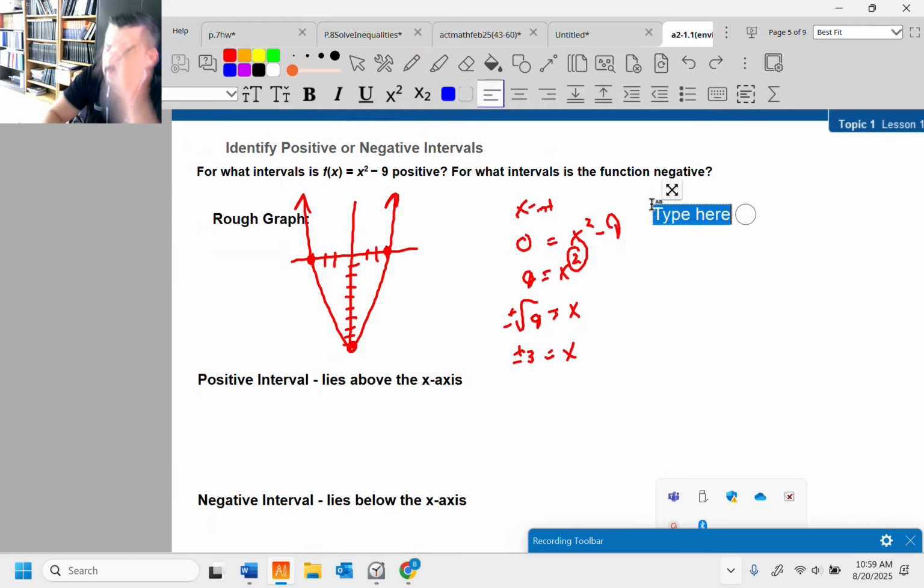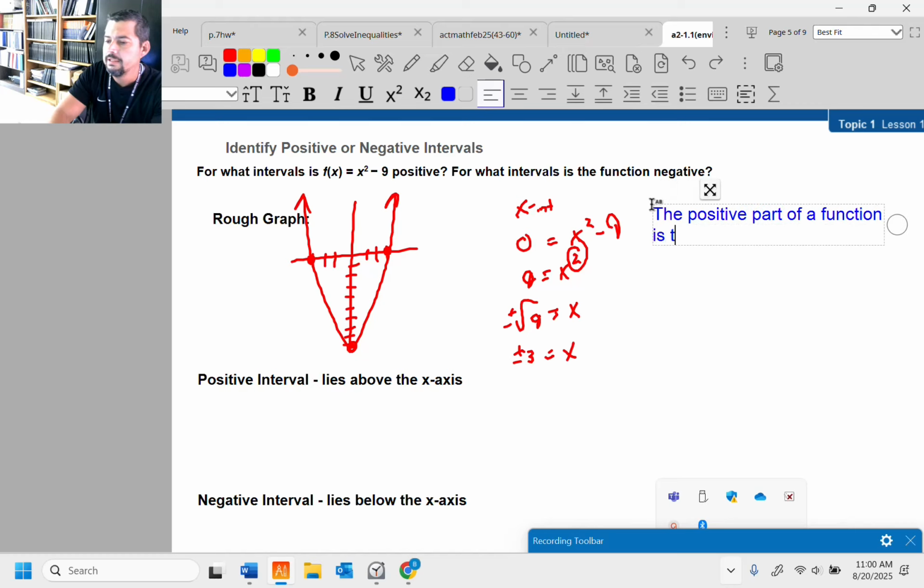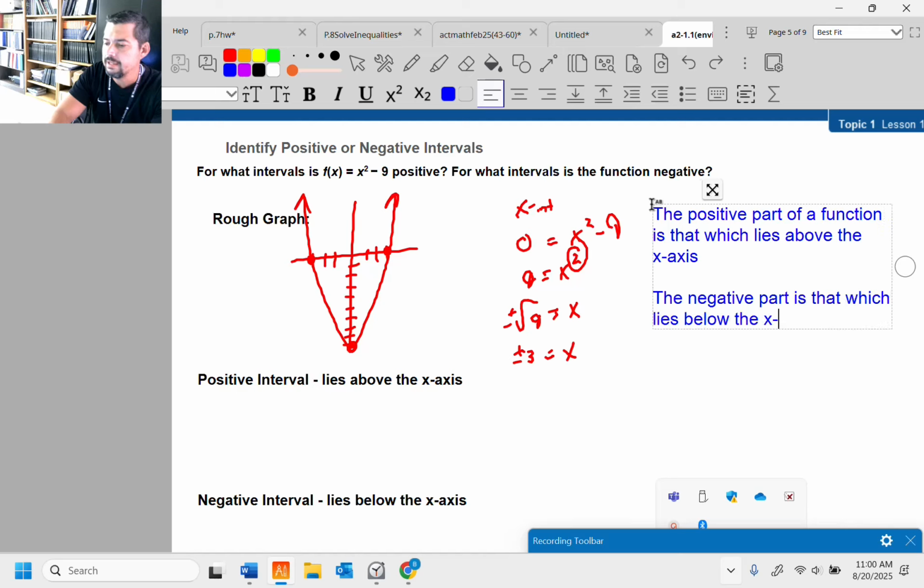So, the positive part of a function is that which lies above the x-axis. The negative part is that which lies below the x-axis. Okay? That's the difference between positive and negative. Because if you're above the x-axis, your y values are positive. If you're below the x-axis, your y values are negative.